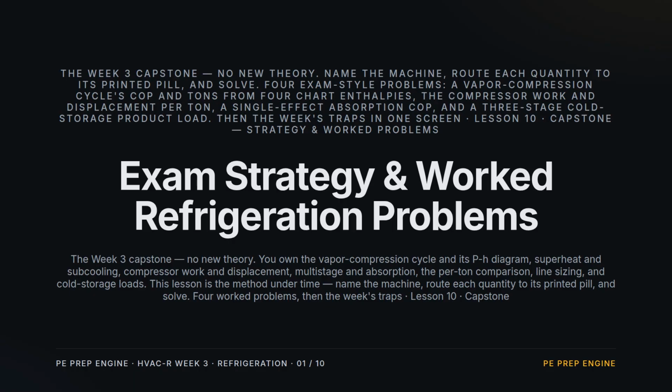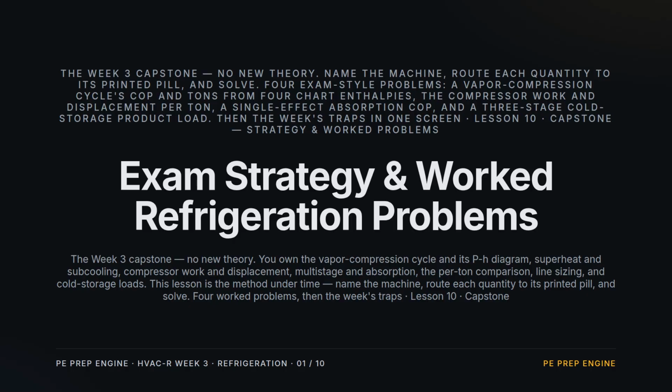Week 3, Lesson 10, the Refrigeration Capstone. No new theory. You already own the vapor compression cycle and its pH diagram, superheat and subcooling, compressor work and displacement, multi-stage and absorption, the per-ton comparison, line sizing, and cold storage loads. This lesson is the method under exam pressure. Name the machine, route each quantity to the right printed equation or table, and solve.